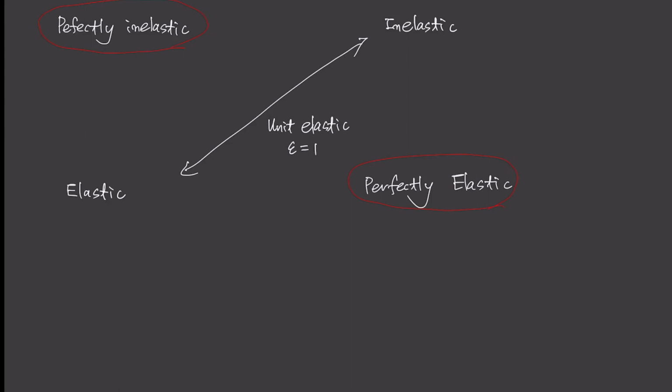Inelastic means epsilon is less than 1. Elastic means epsilon is greater than 1. Perfectly inelastic means epsilon is equal to 0. Perfectly elastic means epsilon is equal to infinity. So those are all 5 cases, but the baseline or default is unit elastic, right? So it's 1. 1 is the standard or base to determine elastic and inelastic.